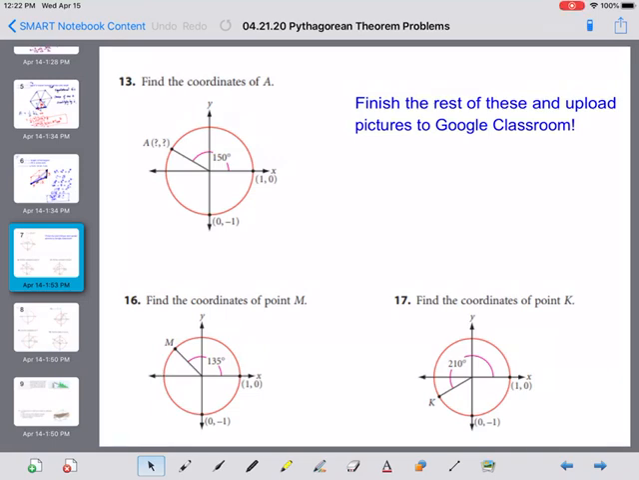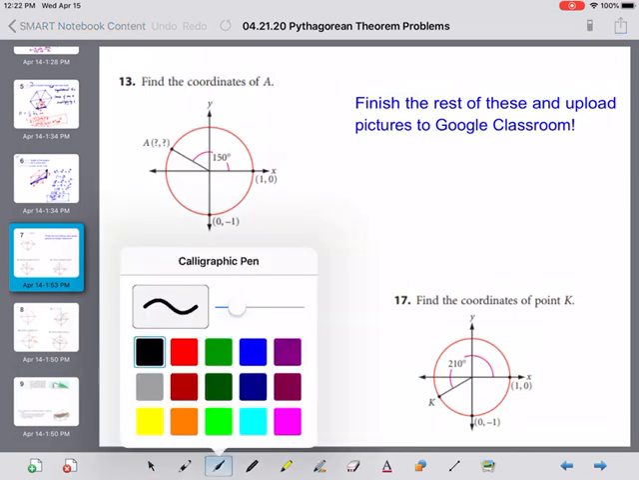Hello, everybody. Let's go over the homework from last night. We talked about how to use the Pythagorean theorem to find ordered pairs on a circle or find the radius of a circle around the origin.